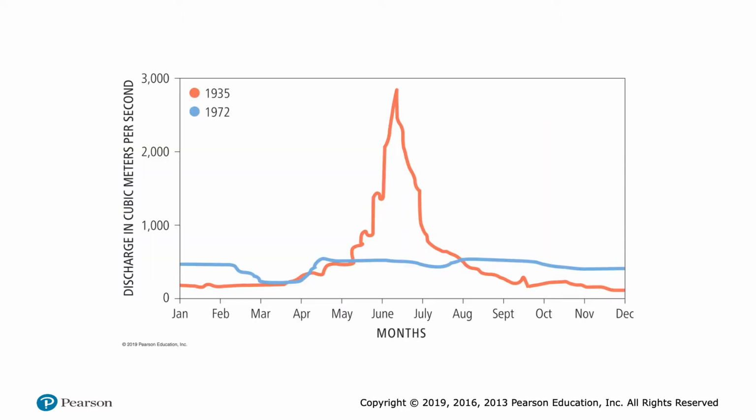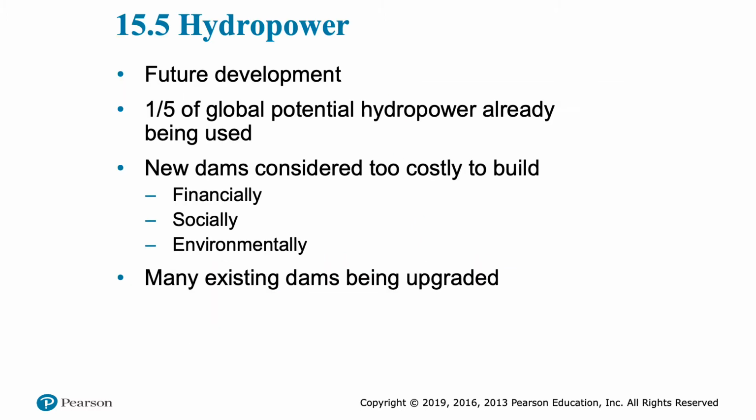Here's looking at how dams will influence seasonal flows of water. The red line is showing the seasonal flow in 1935 of the Colorado River and it experienced high flows of water during spring and early summer, but after construction of a dam, water flow became relatively constant as shown in the blue line in 1972.